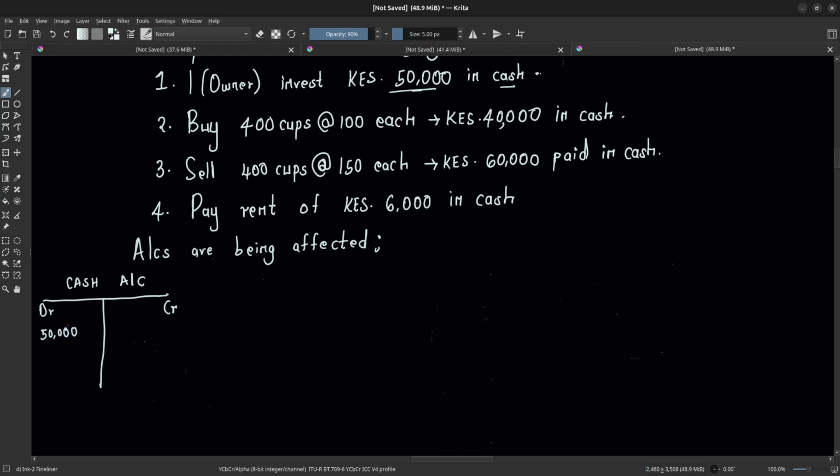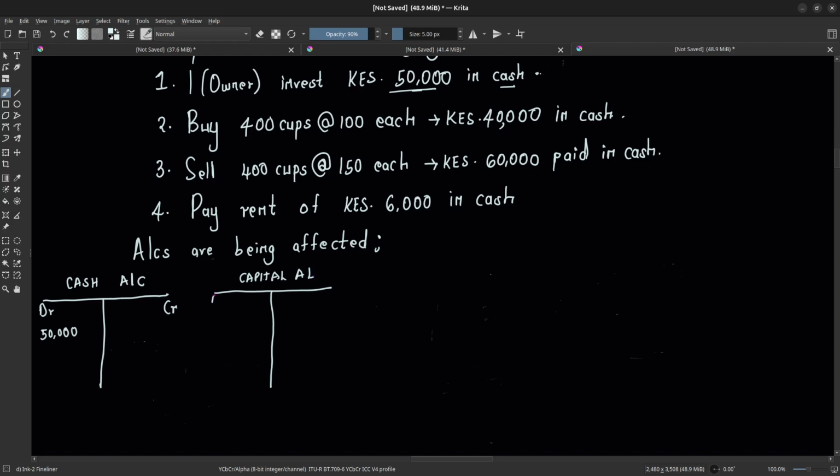On the other end, what has happened? I, the owner, I've invested 50,000 in cash, so we need to show that there is an increase of equity in the business. Because remember, I said if the lender to the business is the owner, then that is what we call equity. If the lender is a third party other than the owner, then that is a liability. So in this instance, it is the owner. So this is an equity account.